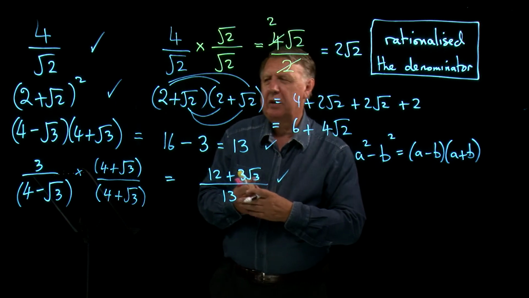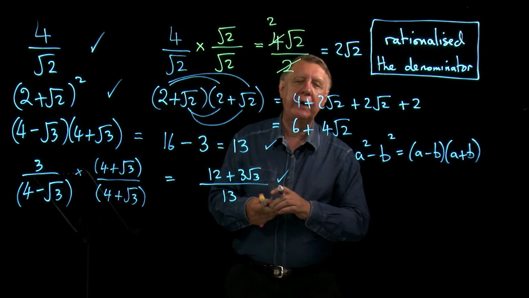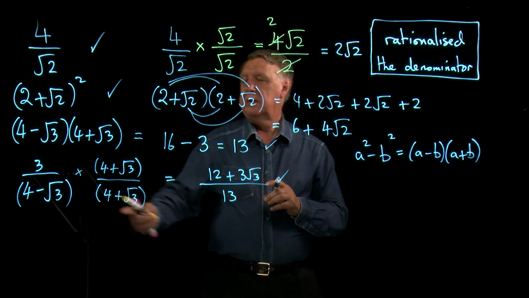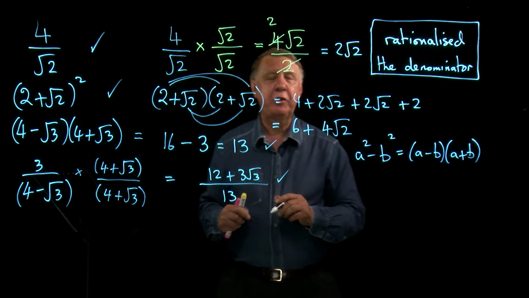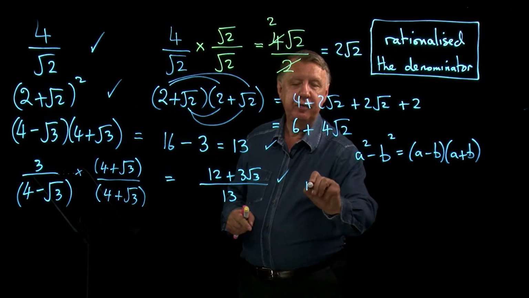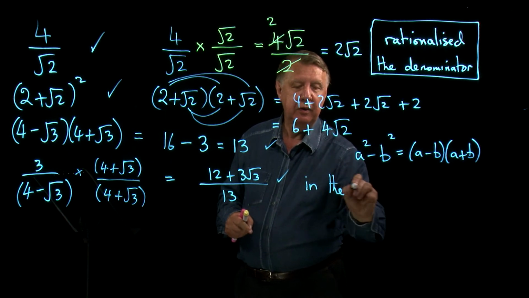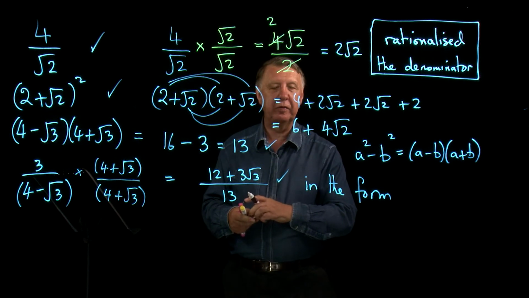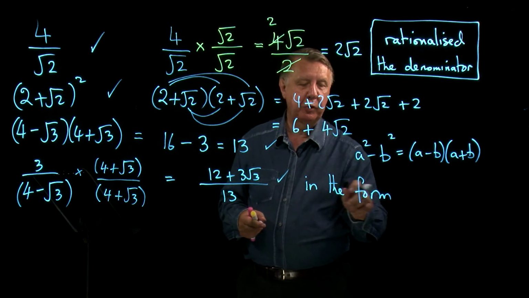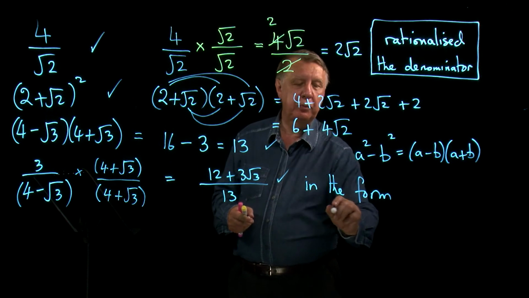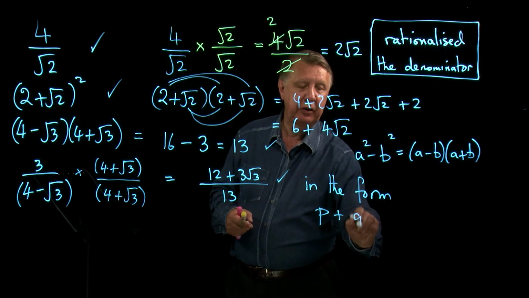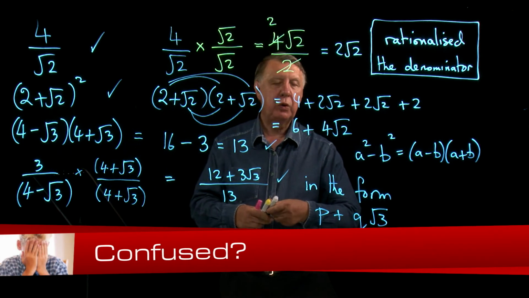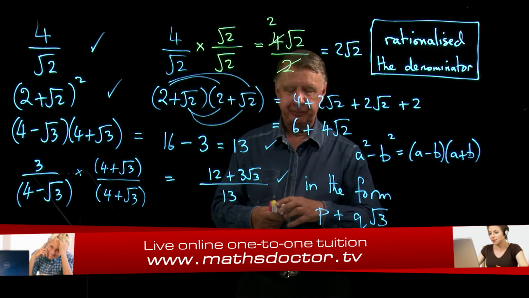But you know what examiners are like. They like to just be a little bit annoying, and sometimes in the question it won't just say work that out. It'll say give your answer in the form. Now, this phrase probably appears more times on exam papers than any other form of wording. So it'll say in the form P plus Q root 3. What does this phrase mean, in the form?